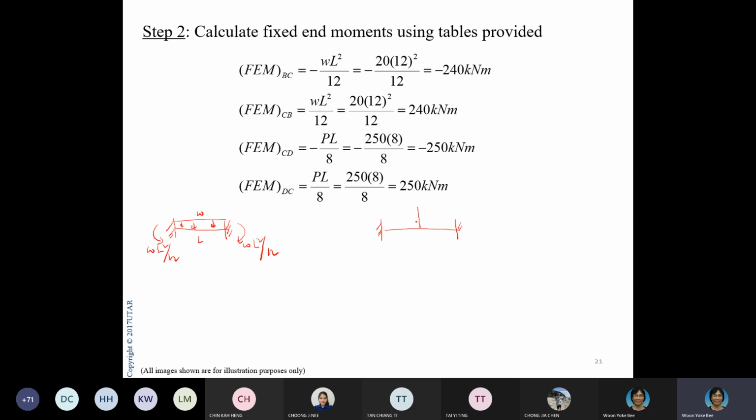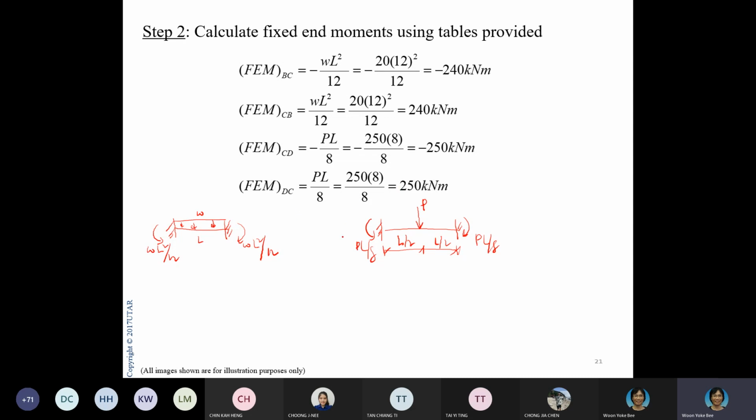The other one, where you have the point load, you need to look for this. Now remember, for point loads, there are 2 cases. One is where the point load is not at the middle. In this case, I think they put L by 2. So this is P. Again, you read this, this is PL by 8, this is PL by 8. So these are the 2 diagrams that you should look for in your fixed end moment table.